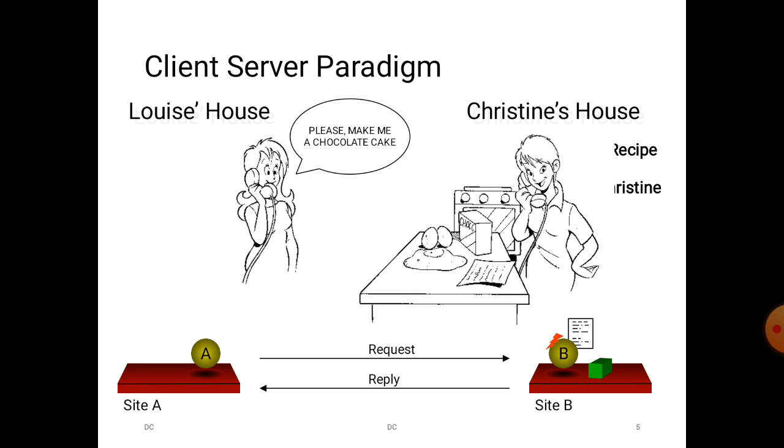Christine here has all the resources, that is she has the oven, she has the ingredients, she has the recipe also. So you can see site B has the code, there is a resource, and there are computational components also. So with that, the task is executed and the reply is sent back to site A. So this is about client server paradigm.